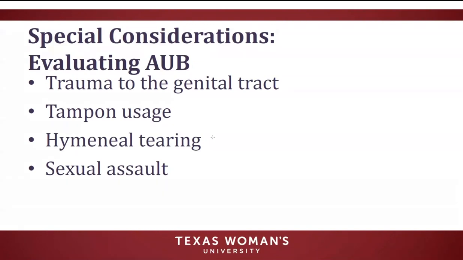Some women can have tearing or some sloughing of tissue from tampon use, particularly removing that tampon when it is still dry, which we all know can be very uncomfortable. That can actually tear that very fragile vaginal tissue.